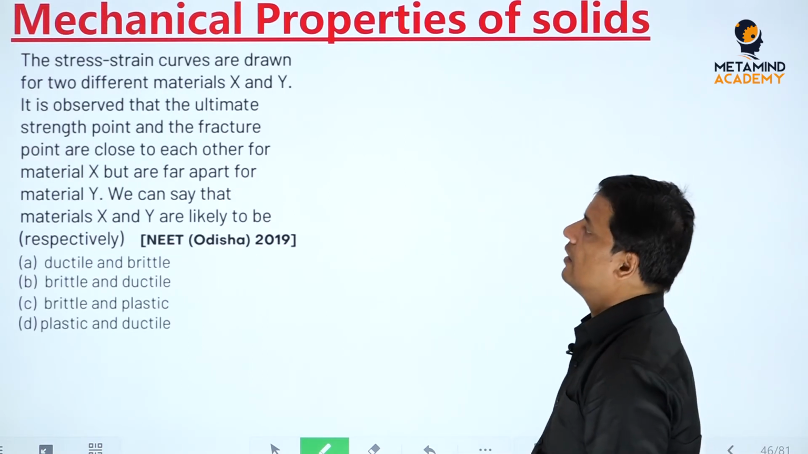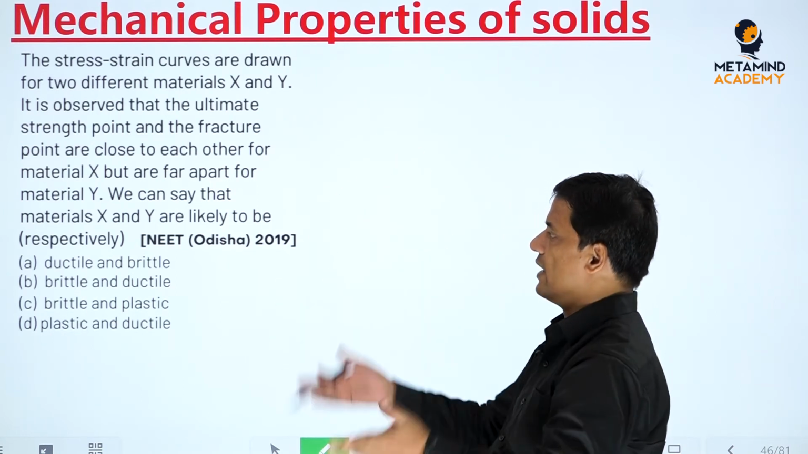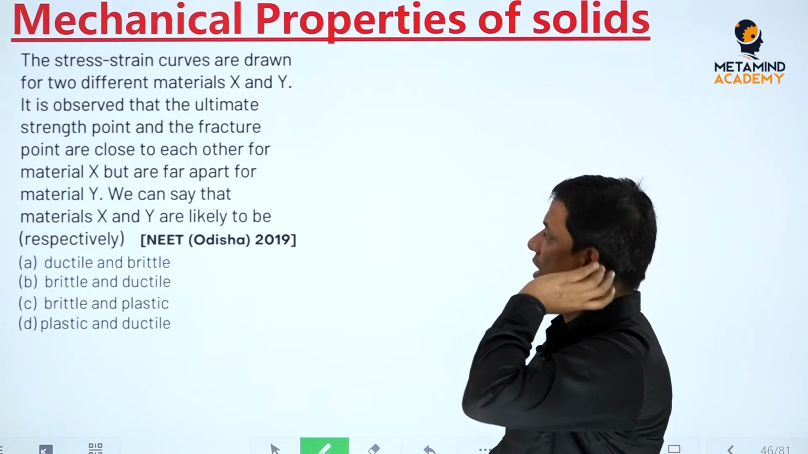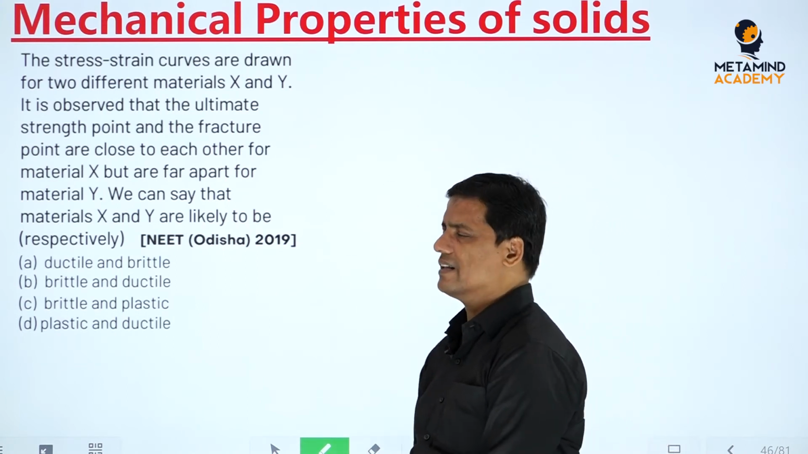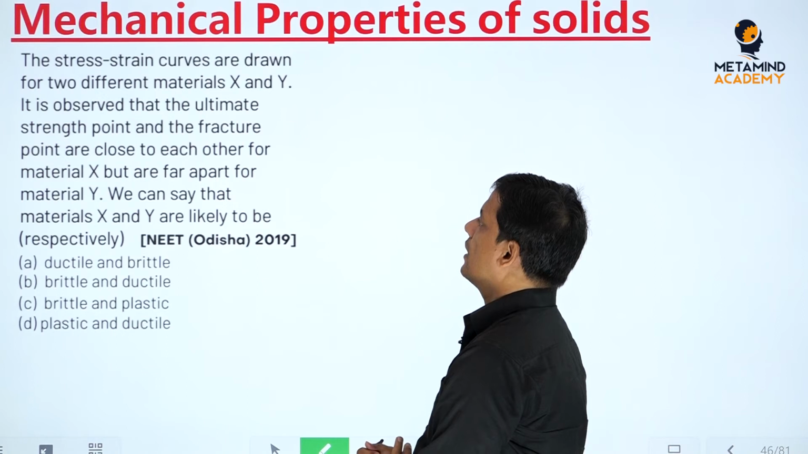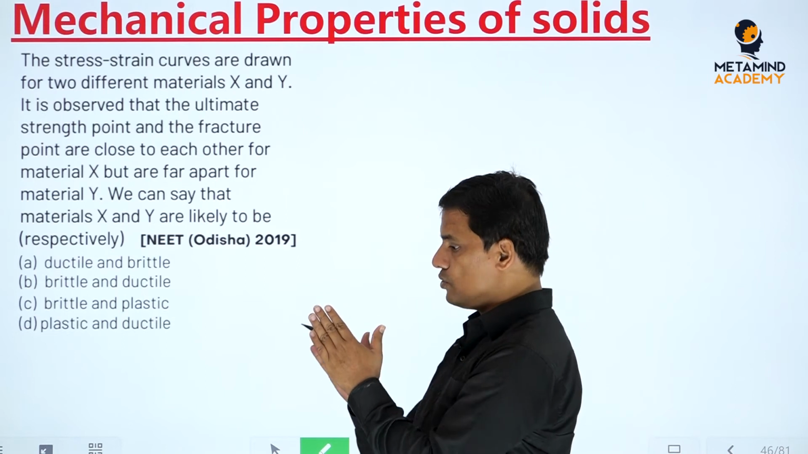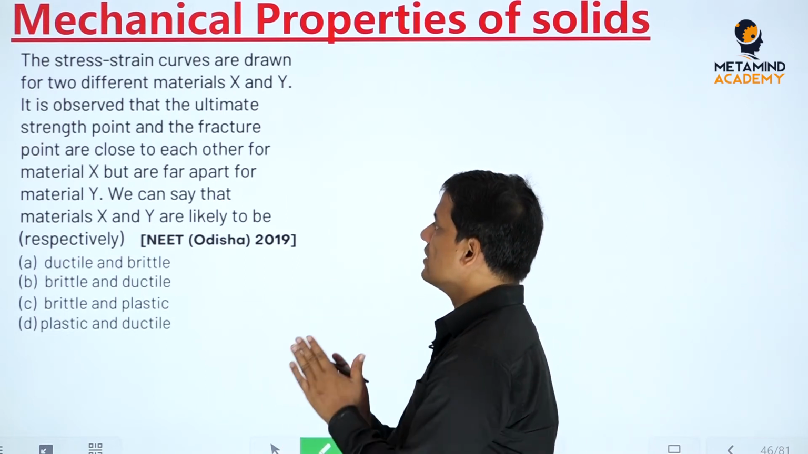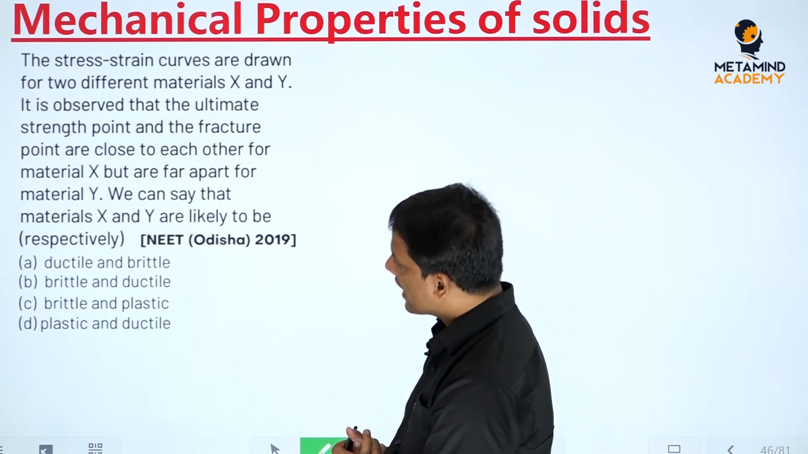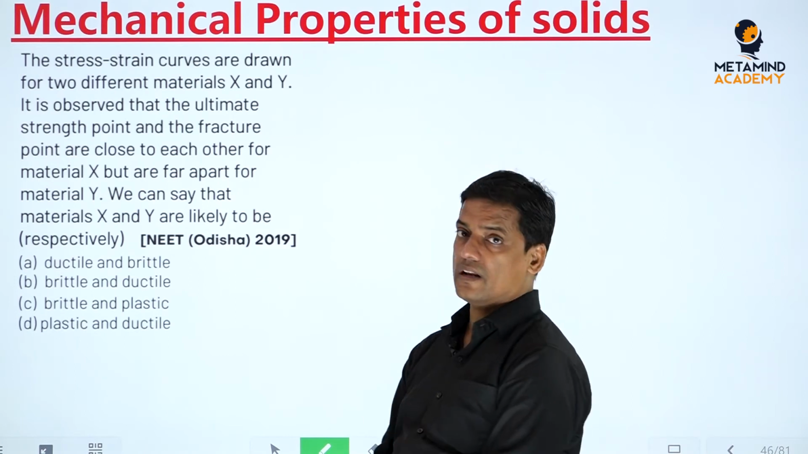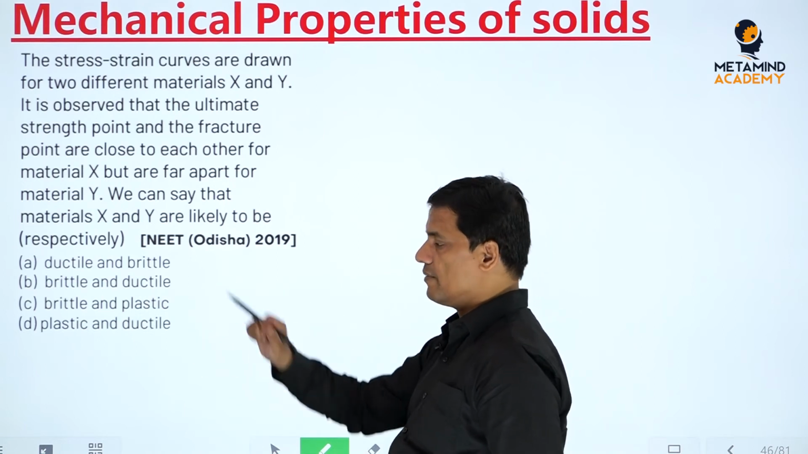Next, the stress strain curves are drawn for two different materials X and Y. There is a material X and a material Y, and for them a stress strain curve is drawn, that is the modulus of elasticity curve. It is observed that the ultimate strength point and the fracture point are close to each other for material X, but are far apart for material Y. We can say that materials X and Y are likely to be, we have to choose that.